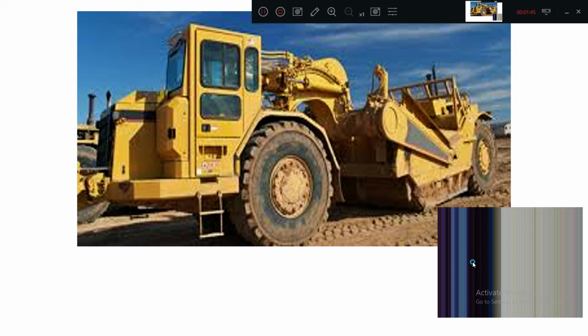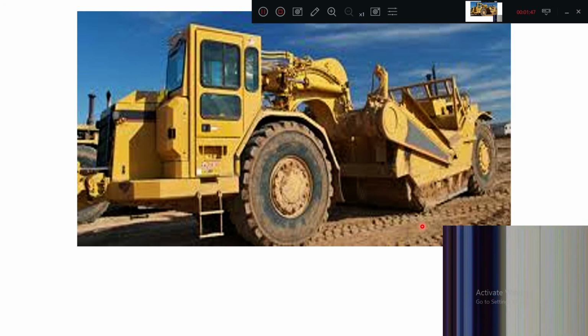Okay, this is another example of scraper. See, can you see the identification of soil type? It's majorly sandy soil. It's a sandy soil.